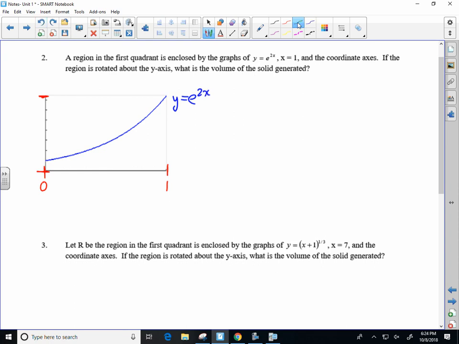Any coordinate, again, as always, is x comma y. So in this case, the coordinate would have an x value of 1 and a y value of whatever the y value is when you plug a 1 into the function. So y equals e to the 2 times 1, so e squared. So not as nice a looking situation as the previous question, but we'll live with it. Now we're going to spin it around the y-axis.